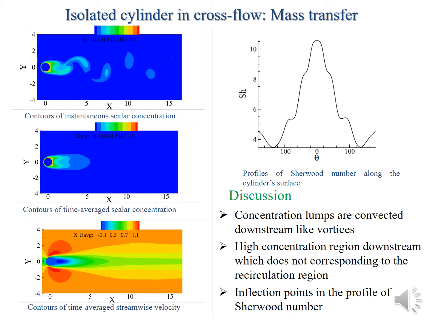So in this slide, we see the mass transfer characteristic of an isolated cylinder, and we see that the mass is being transported in lumps that map onto the position of vortices. So we can say that the mass is being convected downstream, and the time average scalar concentration shows that we have higher concentration in the wake region, which is expected, while in the far downstream we have almost zero concentration. The profile of Sherwood number along the surface of the cylinder shows that we have a point of inflection, and this coincides with the points at which the swirling flow meets the shearing flow.